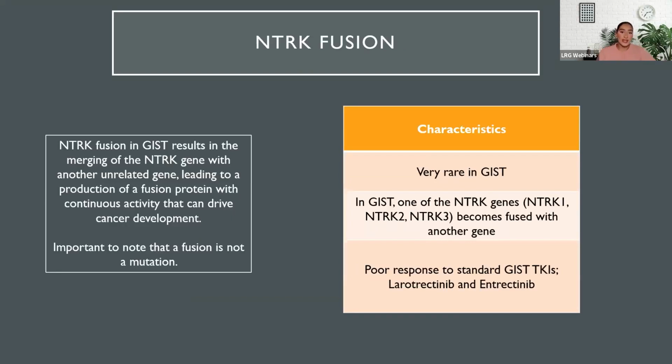So as I had earlier said, NTRK fusion. NTRK fusion in GIST results in the merging of an NTRK gene with another unrelated gene, leading to the production of a fusion protein with continuous activity that drives cancer development. It is important to note that a fusion is not a mutation, but rather two genes fusing together. For NTRK, there is poor response to standard GIST TKIs, but they do show promise with larotrectinib and entrectinib drugs.